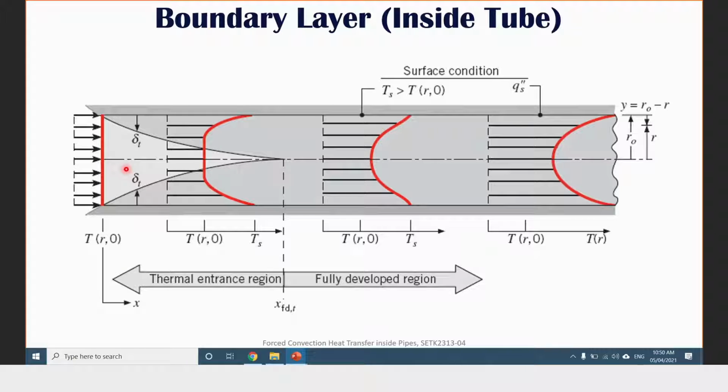We call this the thermal entrance region. In the thermal entrance region, the inviscid fluid is still present. Eventually it can reach the fully developed region because it's an enclosed space. But for a flat wall, a fully developed region does not happen because it is open to the surface, so eventually it becomes similar to the surroundings.